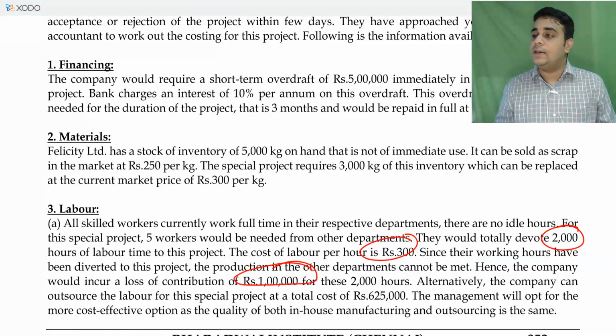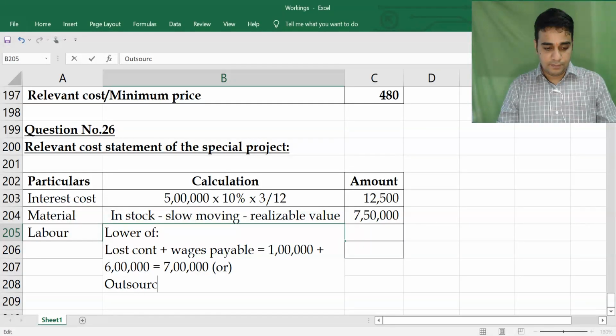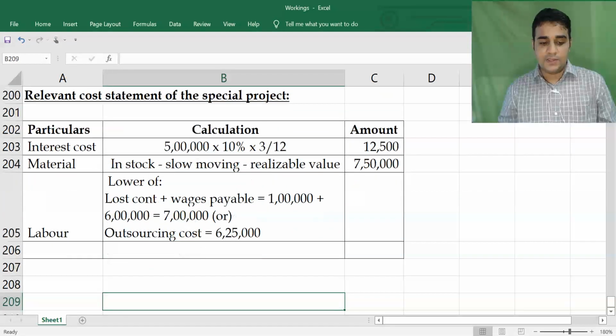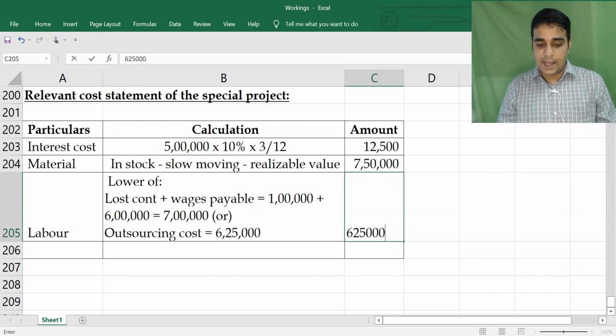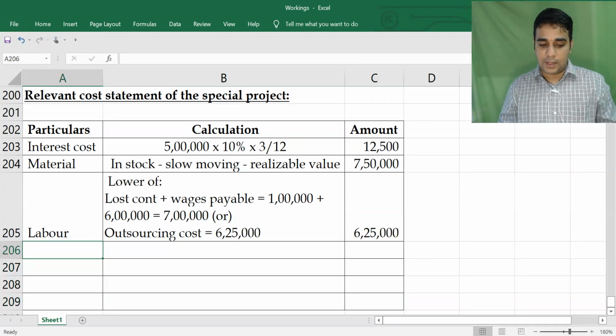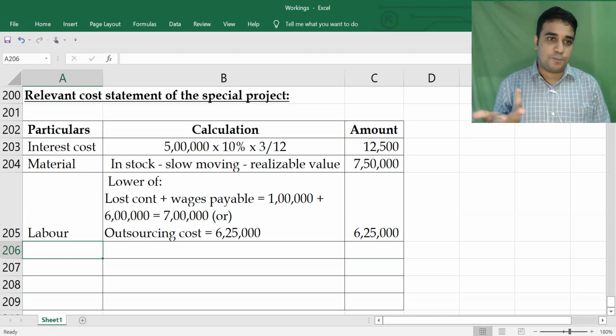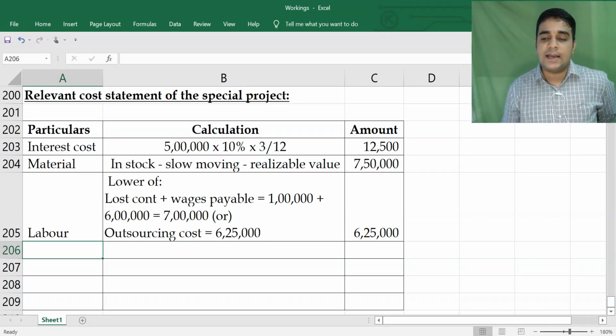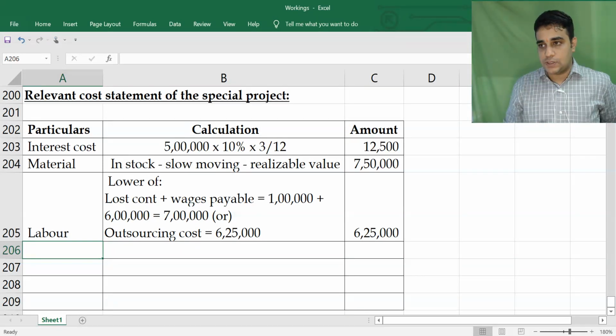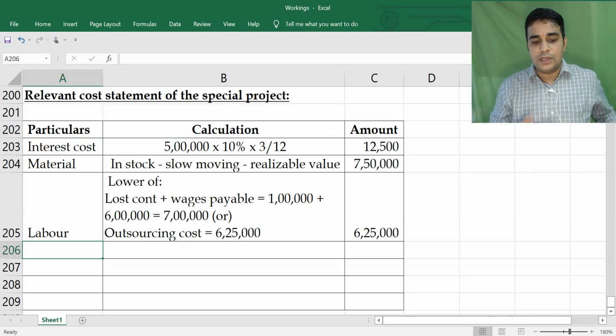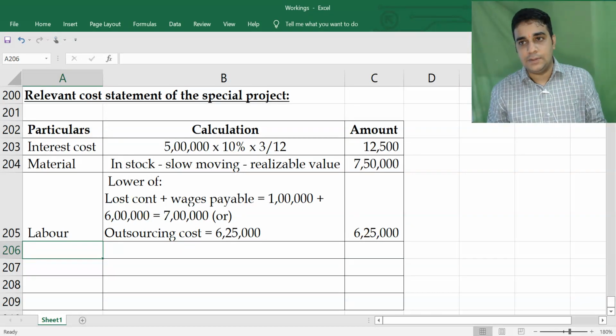In outsourcing I will incur 6,25,000. I will obviously choose the lower one. So, this is going to be 6,25,000. I will end up outsourcing this work. I will not affect the existing employees, because if I affect the existing employees, they will lose 1 lakh rupee of contribution and I have to pay them 6 lakh. So, put together 7 lakh is an unnecessary cost. 7 lakh or 6 lakh 25, the company will choose the outsourcing option. So, labor is 6 lakh 25,000.